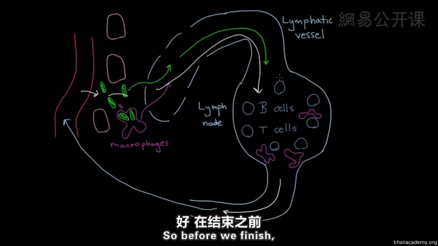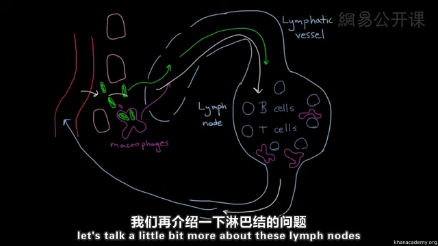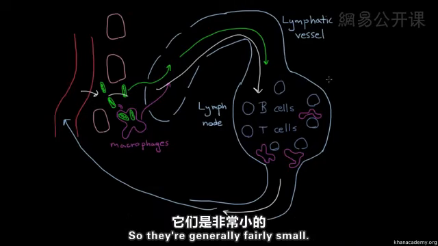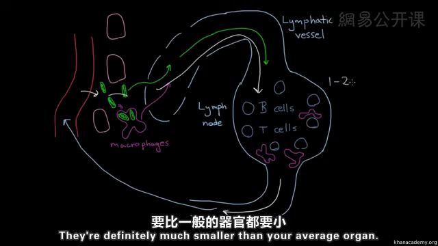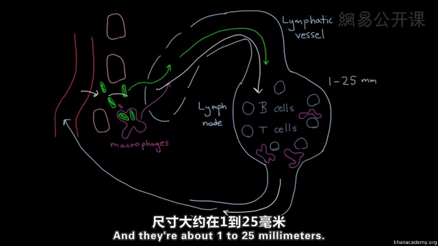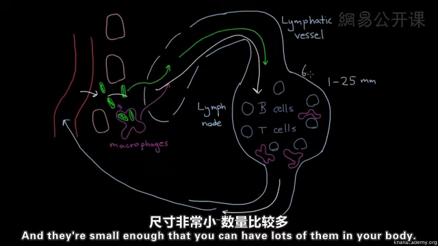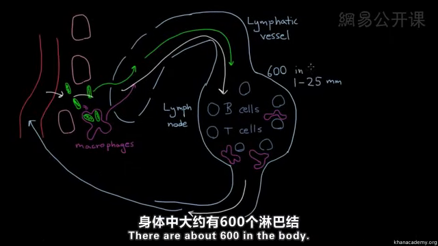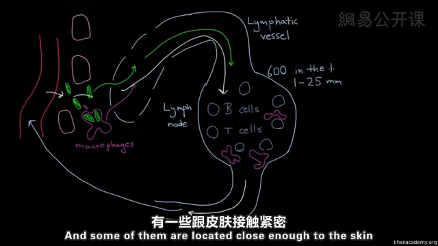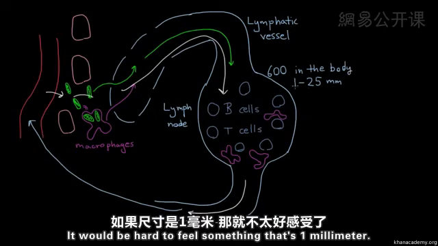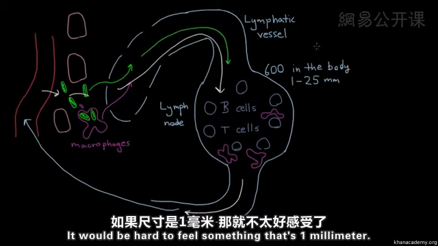So before we finish, let's talk a little bit more about these lymph nodes so we have a sense of what they're like in reality. So they're generally fairly small. They're definitely much smaller than your average organ, and so they're not considered organs. They're about 1 to 25 millimeters, and they're small enough that you can have lots of them in your body, and so you do. You have about 600. There are about 600 in the body, and some of them are located close enough to the skin that you can feel them. And those would obviously be the bigger ones. It would be hard to feel something that's 1 millimeter.